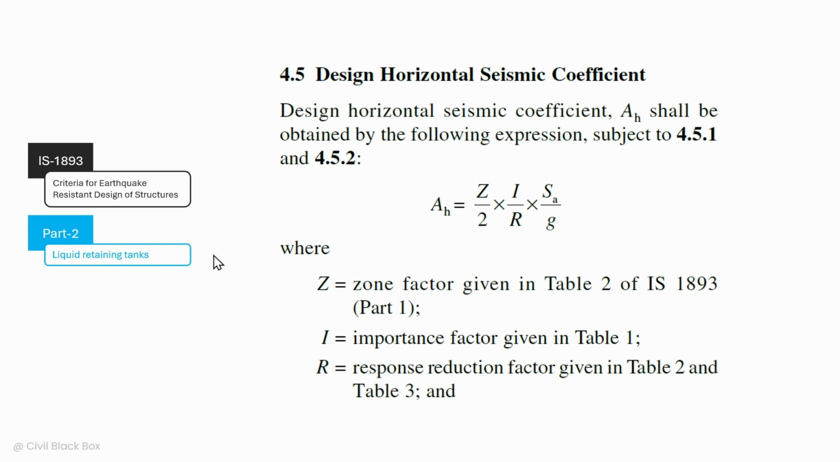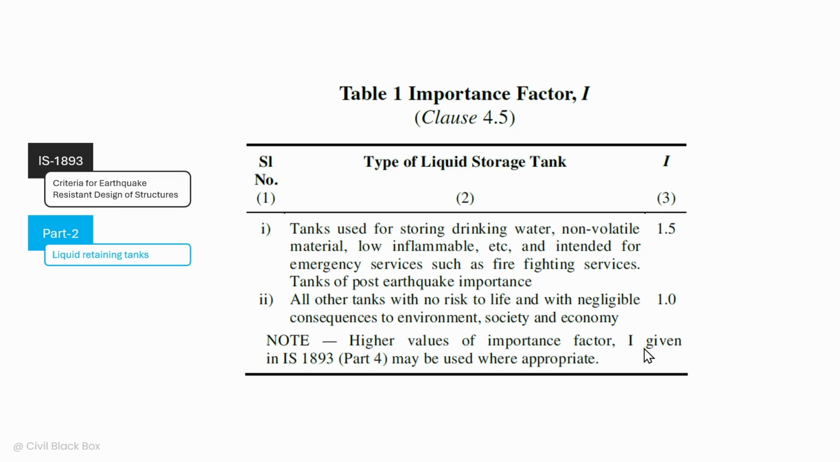If we head over to part 2, which talks about the liquid retaining tanks, again, as per clause 4.5 of this part 2, it is mentioned that the importance factor is given in table 1. If we head over to table 1, you can see that the tanks which are used for storing drinking water, non-volatile material, low inflammable, etc., and intended for emergency services like firefighting services, tanks of post-earthquake importance are given an importance factor of 1.5. All other tanks with no risk to life and with negligible consequences to the environment, society, and economy are given a value of 1. Now this is as per part 2.